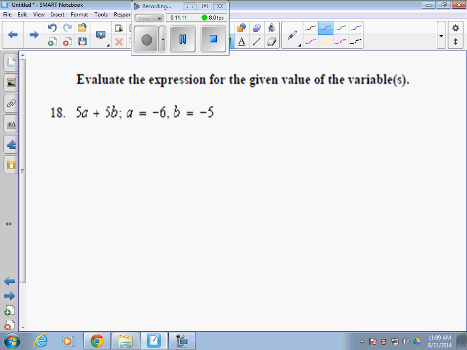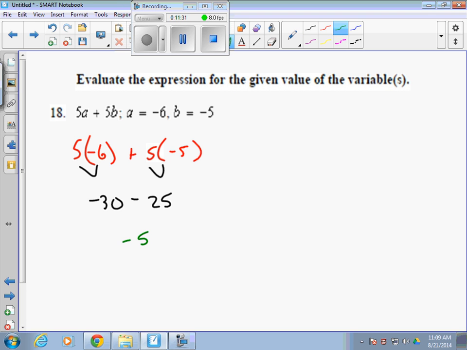Number 18 says evaluate the expression for the given value of the variable. 5a plus 5b when a is negative 6, b is negative 5. 5 times a's value is negative 6 plus 5 times b's value is negative 5. 5 times negative 6 is negative 30. 5 times negative 5 is negative 25. Negative 30 minus 25 is negative 55.